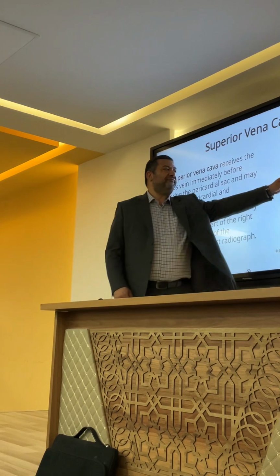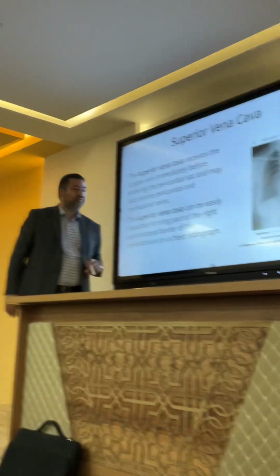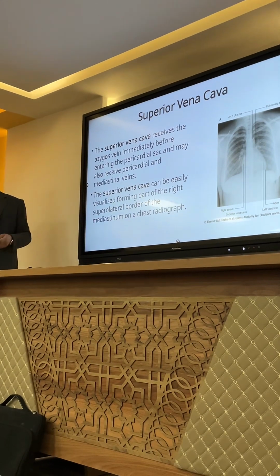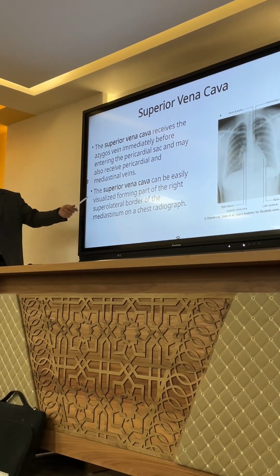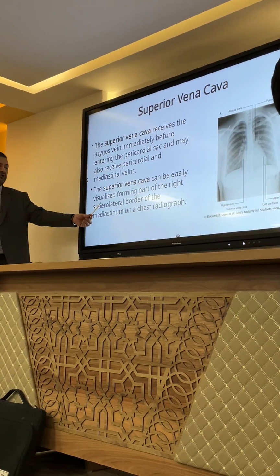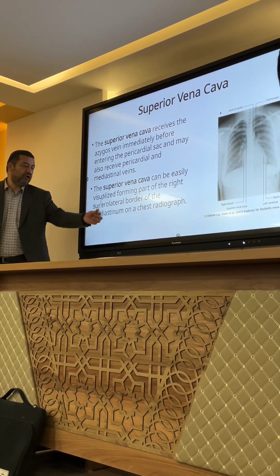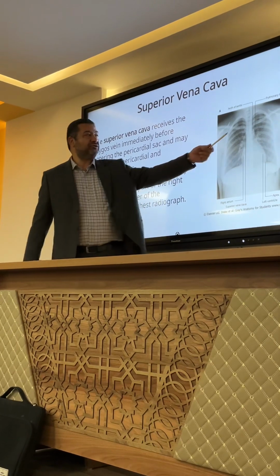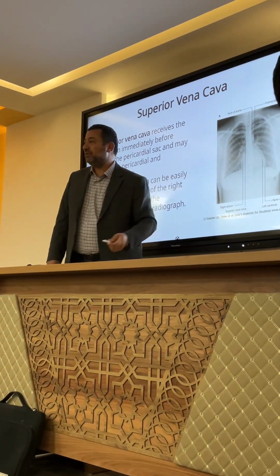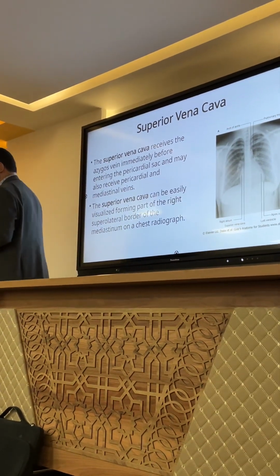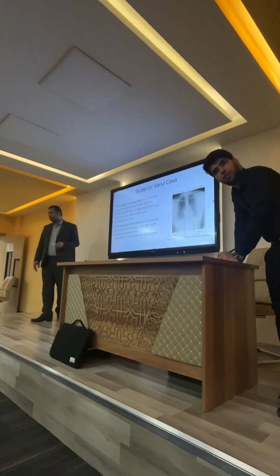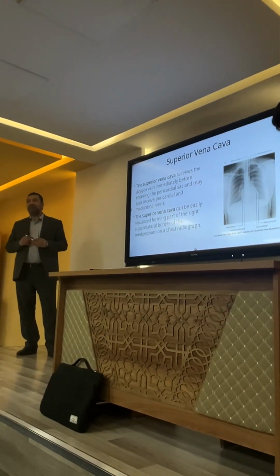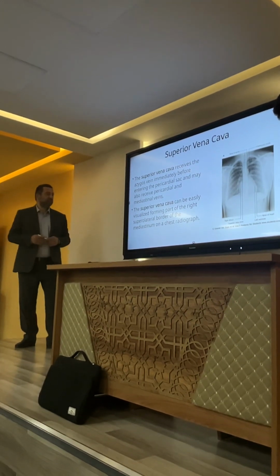In the radiography of the thorax, superior vena cava can be easily visualized forming part of right supralateral border of the mediastinum. Right supralateral border of the mediastinum. Okay? Superior vena cava makes right supralateral border of the mediastinum in the chest radiograph.